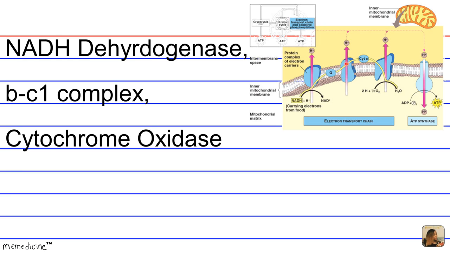The next protein complex we're going to discuss is this one, the bc1 complex. And again, it's an intrinsic membrane protein that catalyzes the oxidation, that's the loss of electrons. So you see the electron flow from ubiquinone or coenzyme Q10 to the bc1 complex, okay? And it also catalyzes the reduction of cytochrome c in this electron transport chain, okay?